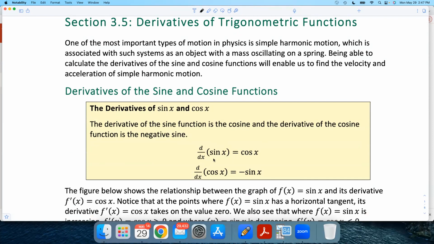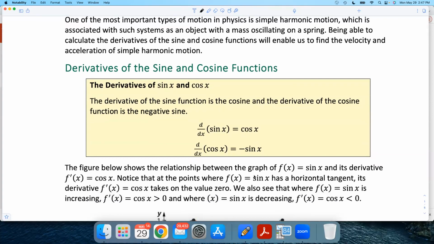The derivative of sine of x is cosine of x. The derivative of cosine is negative sine. It doesn't just go back. You've got to memorize these. I'm going to give you a formula sheet for test 2 with some of the inverse trig functions. These two you've got to memorize. Derivative of sine is cosine.